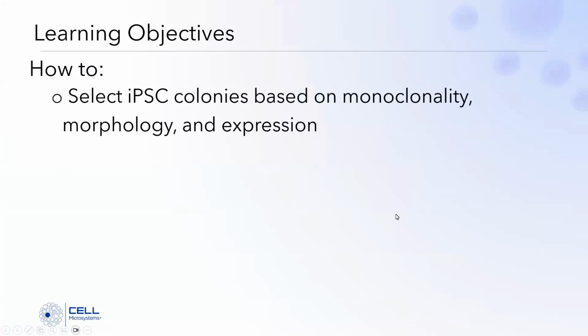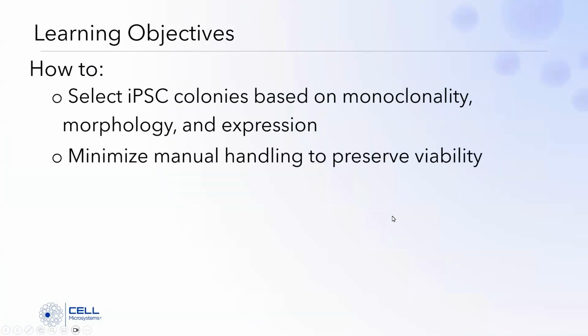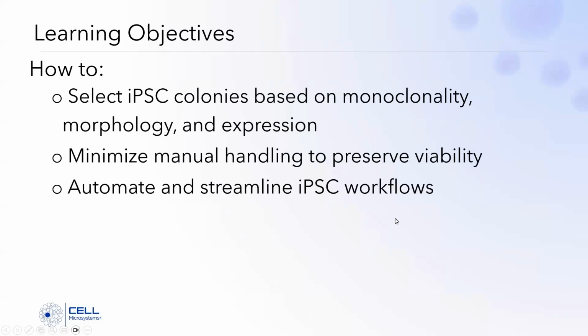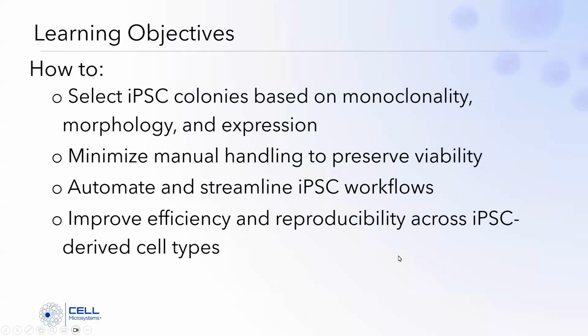I'm going to talk about how you can select your induced pluripotent stem cell colonies based on monoclonality, morphology, or gene expression. I'm going to show you how you can minimize manual handling to preserve clonal viability and colony health, how we automate and streamline our iPSC workflows, and ultimately how all of these things combined can improve the efficiency and reproducibility of these complex workflows across a variety of iPSC-derived cell types.